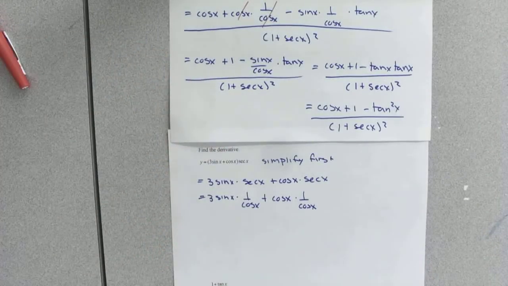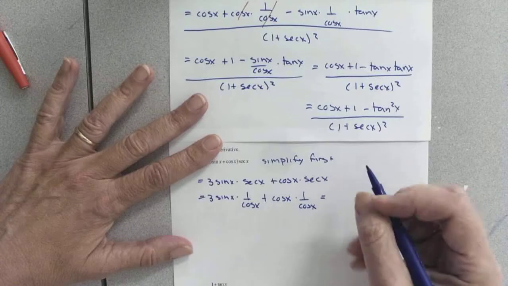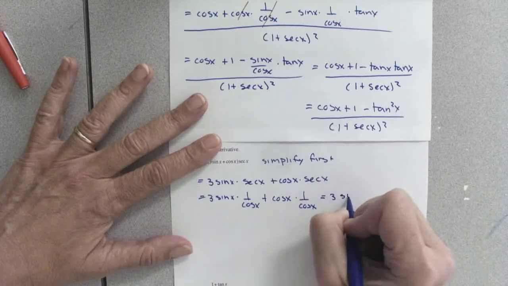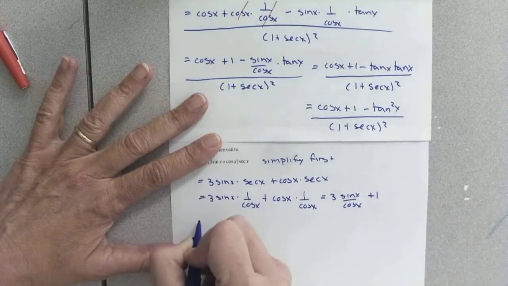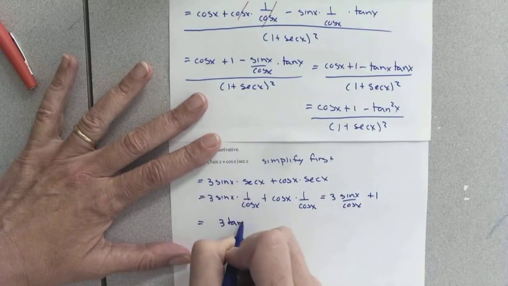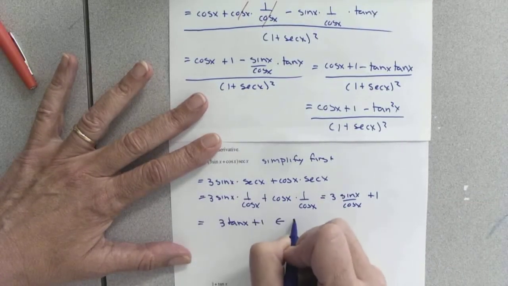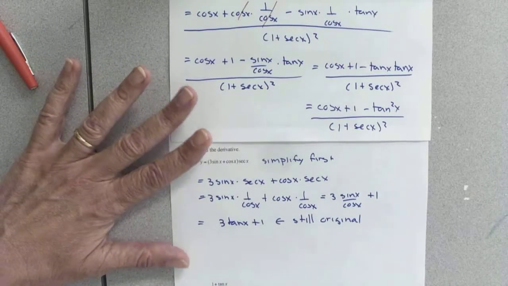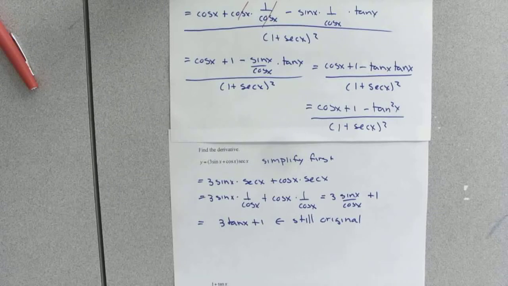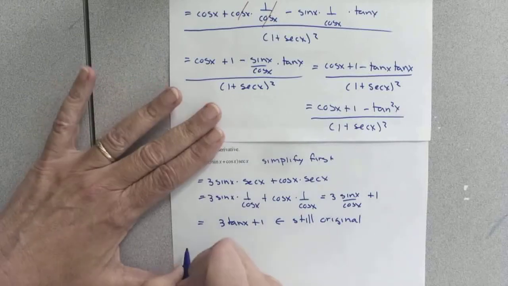secant x is 1 over cosine x. And so this gives me 3 times sine x over cosine x plus 1, for 3 tangent x plus 1. And that is still the original. But it's in a much more calculus-friendly format. It's not a product anymore. I went from 3 trig functions down to 1. It is so much easier.